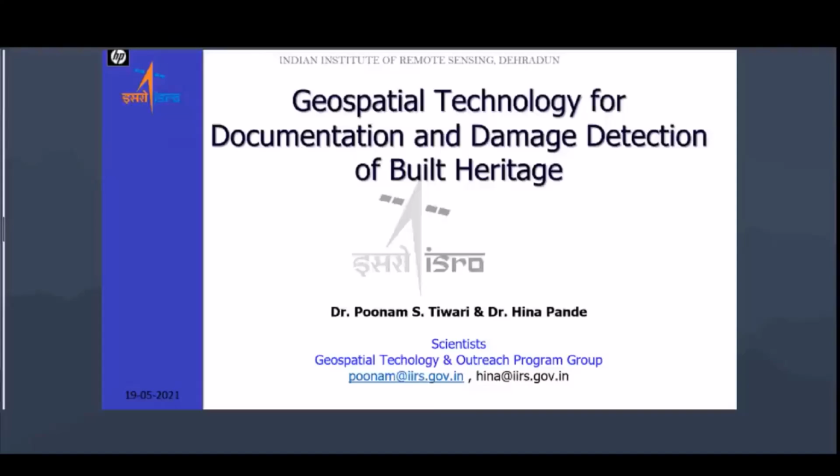Today, we will look at how to use all these techniques and methods, how to acquire data for documentation, and after documentation, how to do damage detection. I am Dr. Hina Pandey. I will be dealing with the first part, that is the digital documentation, and my colleague Dr. Poonam Tiwari will be following it up with the damage detection section.